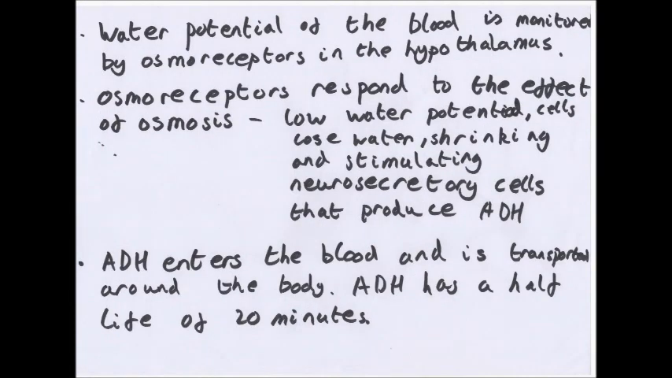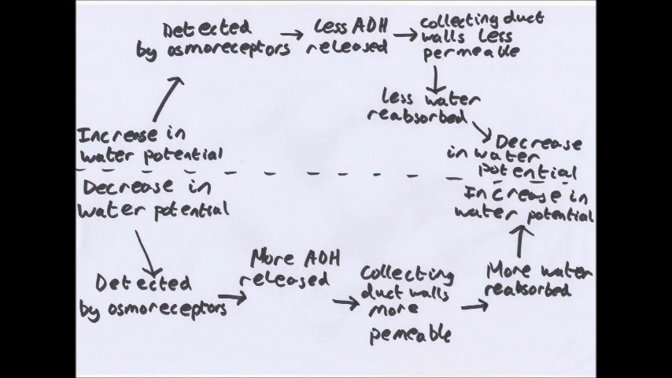So, just to clarify, water potential in the blood is monitored by osmoreceptors, responding to probably the effects of osmosis. Then ADH enters the blood and is transported around the body. ADH has a half-life of about 20 minutes, which means half of the concentration will go after 20 minutes. Now, this is a negative feedback loop, another one, yay.